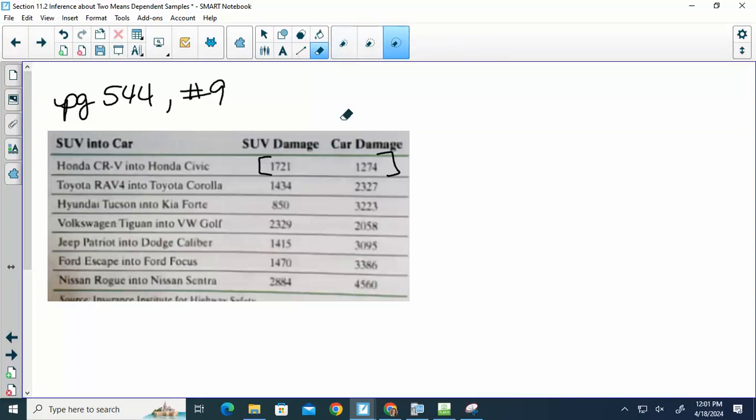We're looking at the damage, and the key is they were in an accident with one another. So I didn't take an example where an SUV was in an accident on this side of town and a car was in an accident on this side of town and compare them. They crashed into one another. So it was one accident, two vehicles damaged in that same accident, and comparing. Otherwise, if they were just from separate accidents, we wouldn't be able to look at the difference. It wouldn't mean anything there.